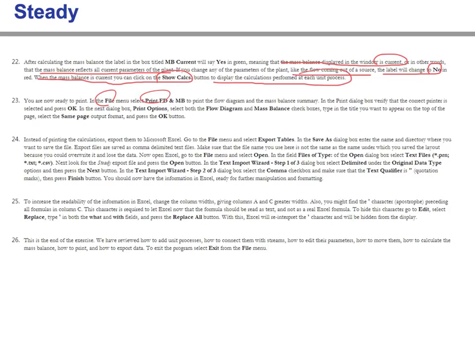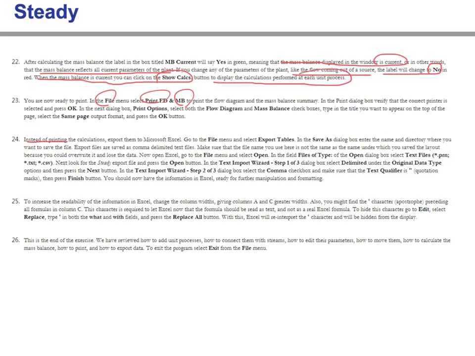So that's the final result, and you can print out the result by selecting File, Print, FD and MB. The FD is the flow diagram, and MB means the mass balance. So that's what you want to print out, the output files. Sometimes you can just capture the screen to get some information from the final calculation.